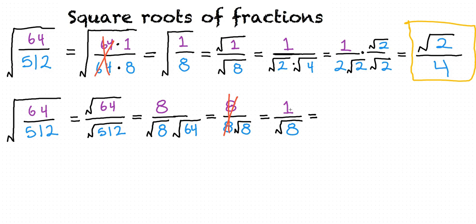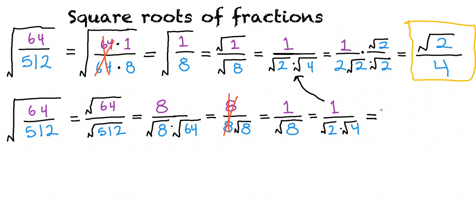1 over the square root of 8 equals 1 over the square root of 2 times the square root of 4. And this step here is actually identical to this step in our previous example, so we know that if we continue simplifying it, it would simplify the same way, and we would end up with, once again, square root of 2 over 4. So we found that either way we do this, whether we first simplify our fraction and then apply the square roots, or if we apply the square roots right away and then simplify our fraction, we end up with the same answer.